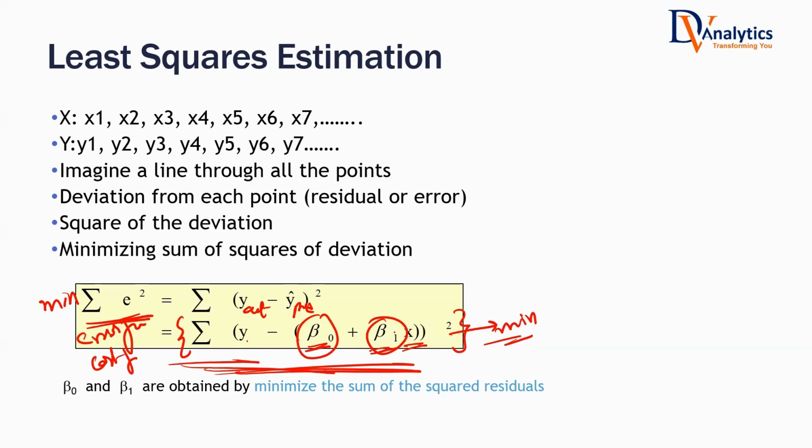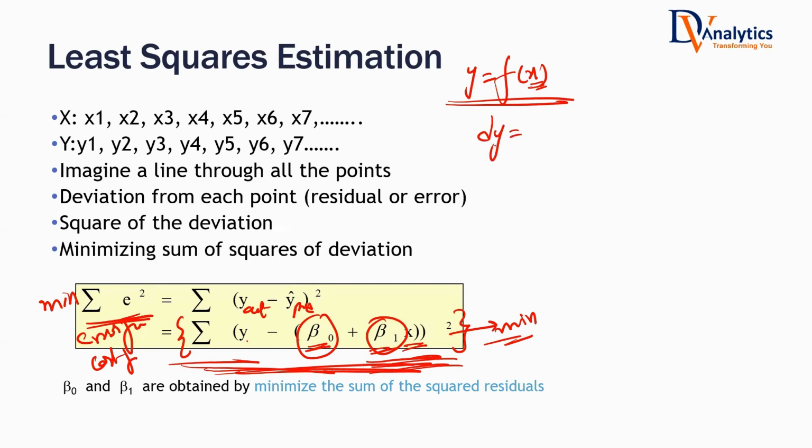We need to find such beta naught, beta 1 that will minimize this cost function, that will minimize this error function. Now, how do you find the minimum value of a function y equal to f of x? How do you find the minimum? Like what value of x will minimize this whole function?